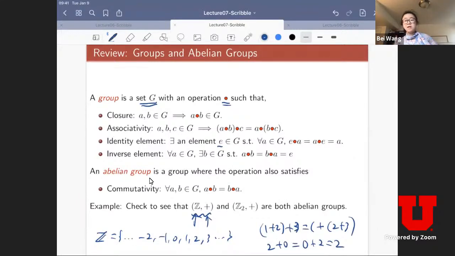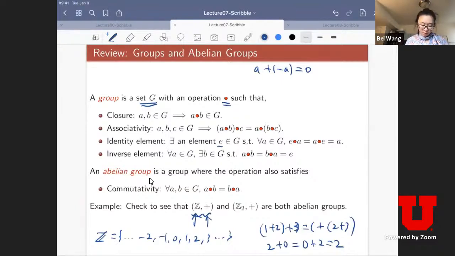Exactly. So now the inverse element: for any element in my set, there exists an element such that when they operate on each other, in this case addition, the result is equal to my identity element. So if I have an element A in my set, where A is an integer, what is its inverse? Negative A. Exactly, right? Because A plus negative A is equal to 0. So now I have checked that all those 4 properties are satisfied.